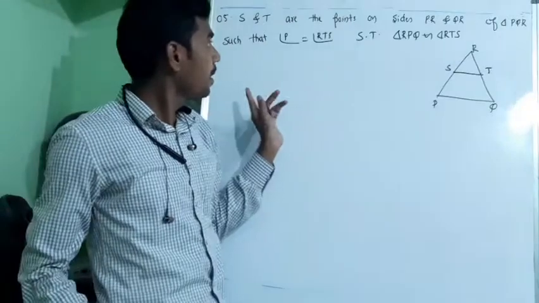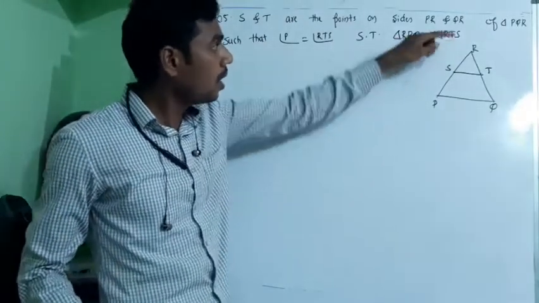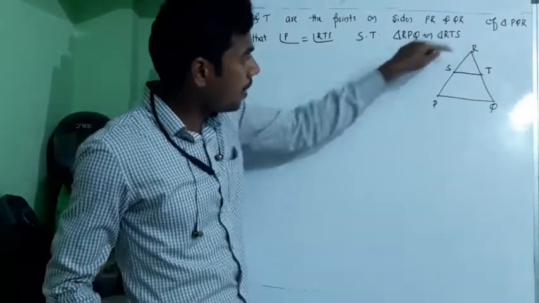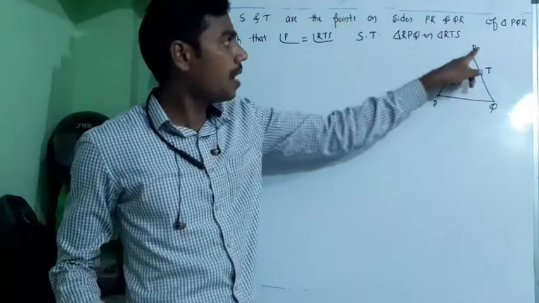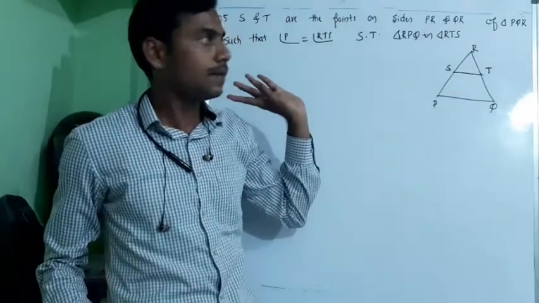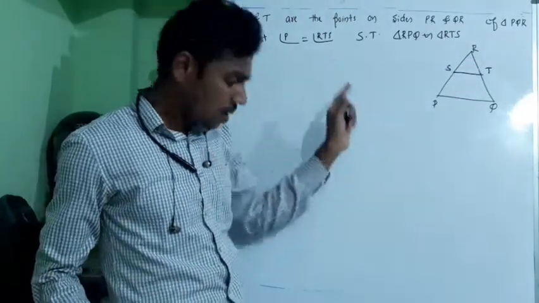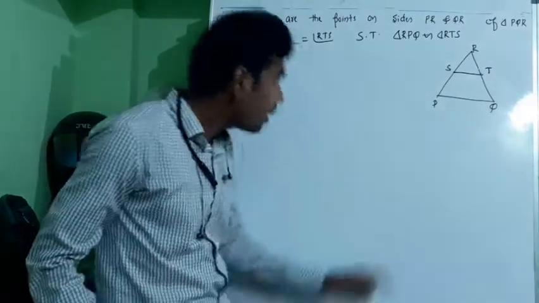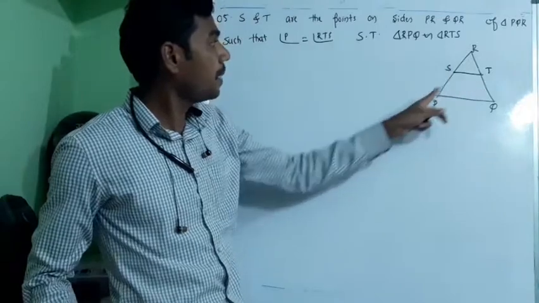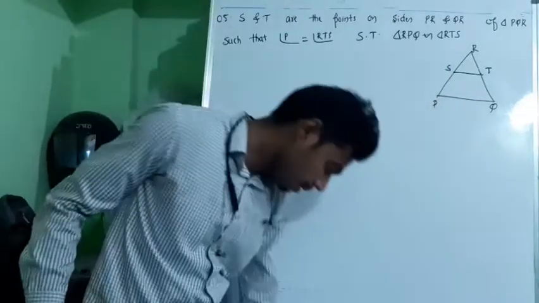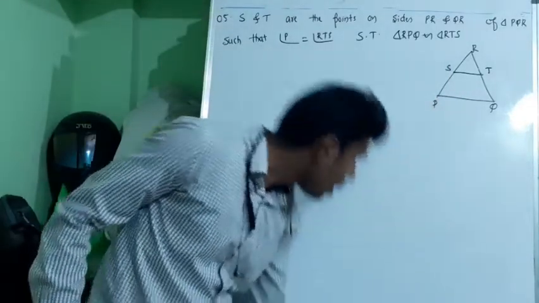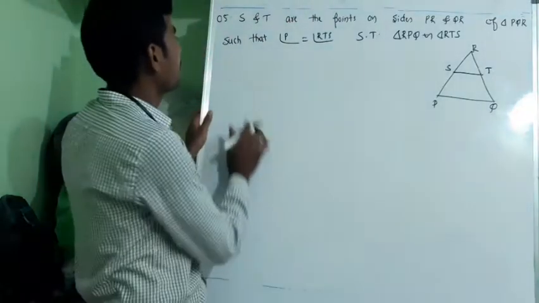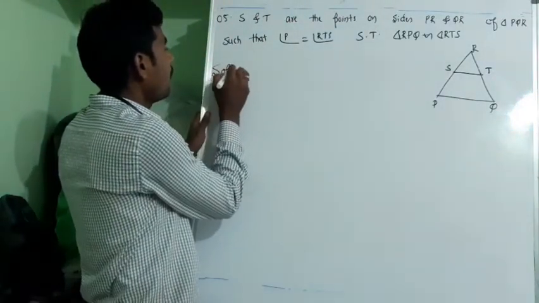That is given. We need to show triangle RPQ is similar to triangle RTS. We need to show triangle RPQ is similar to triangle RTS. Now, what am I going to write?